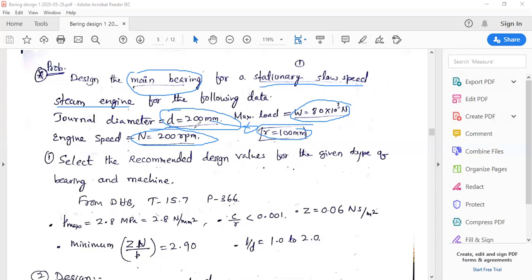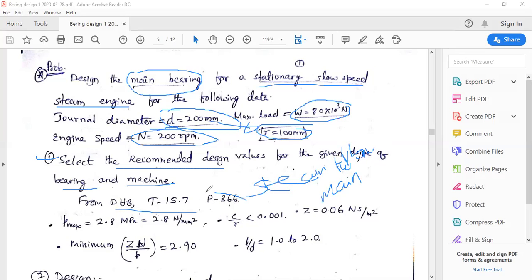Next, these are the information which are given. As per step 1, we have to select the recommended design parameters for the given type of bearing as well as machine. The given type of machine is a steam turbine, and with respect to steam turbine, the bearing given here is the main bearing. There are different kinds of bearings also, we can see there in the table, that is table number 15.7 of the data handbook, available on page number 366. This is the table that we have to refer to note down the recommended values or the design parameters.